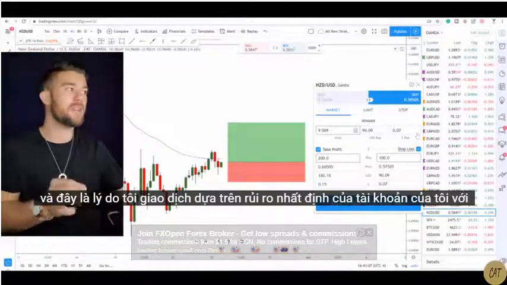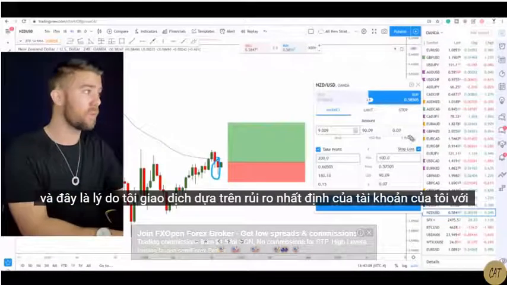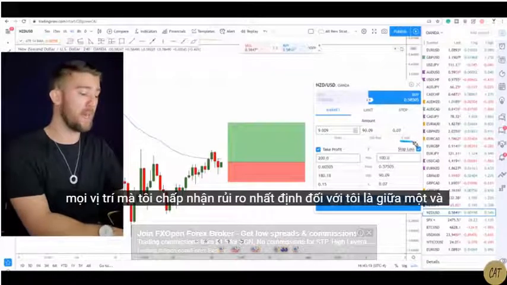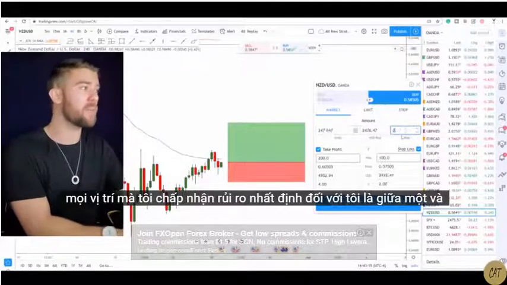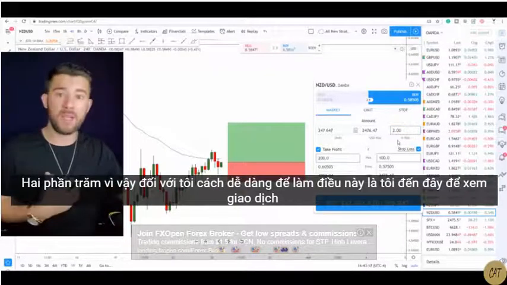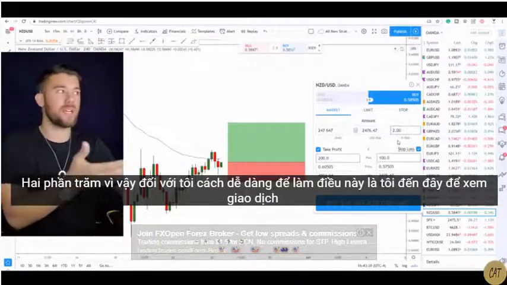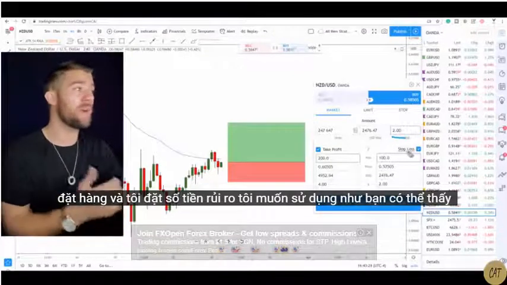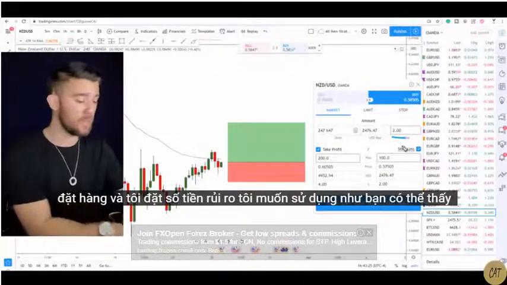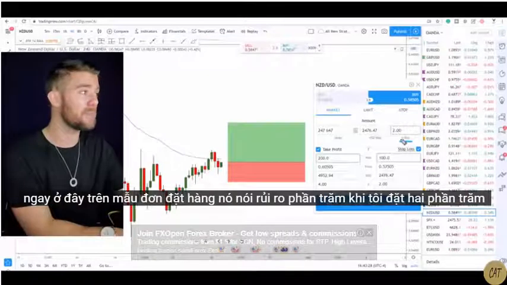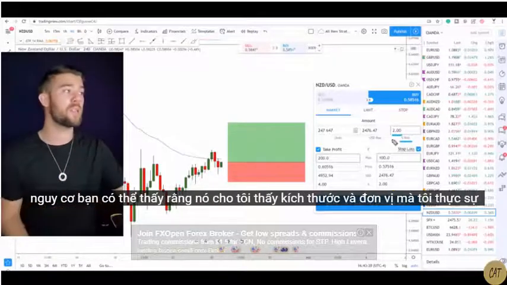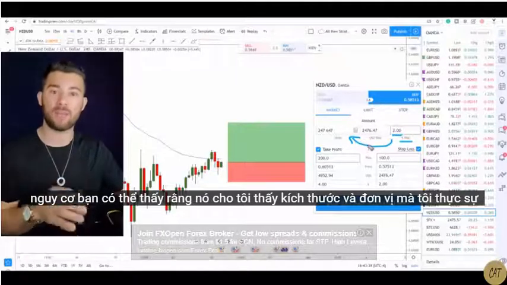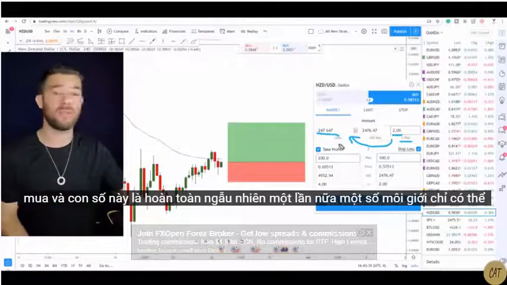I'm trading based on a certain risk of my account with every position that I take out. The certain risk, for me, is between 1% and 2%. So for me, the easy way that I do this is I go here to TradingView, I place my order, and I put in what amount of risk I want to use. As you can see right here on the order form, it says percent risk. When I put in 2% risk, you can see that it shows me the size in units that I'm actually purchasing. And this number is completely random.